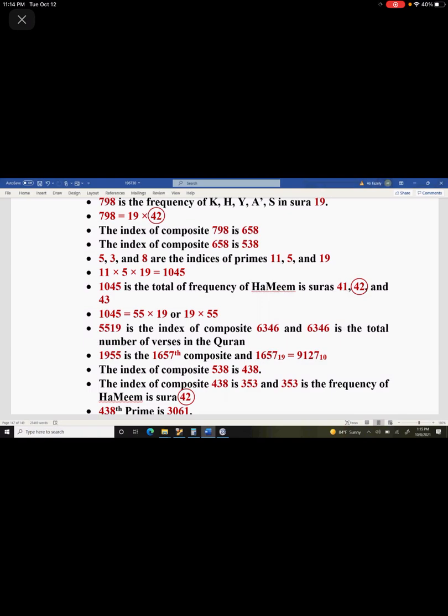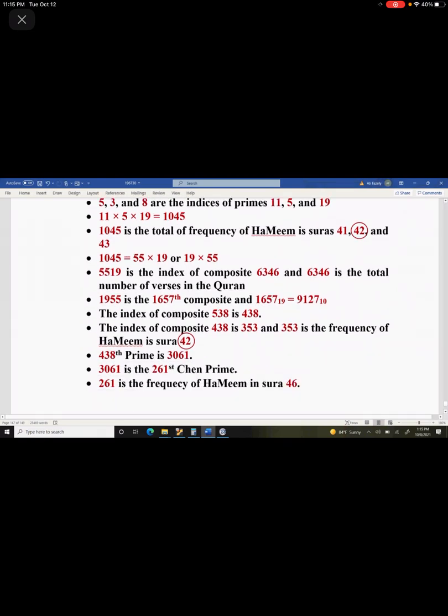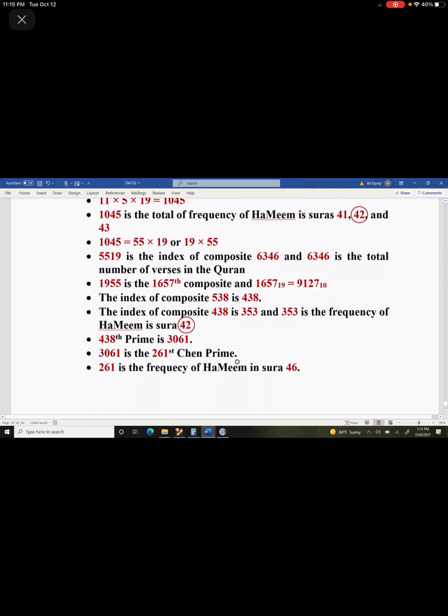And then it says 1955. If you write 1955 instead of 5519, some people may argue, why don't you put 1955? Here we go, 1657. 1955 is the 1657 composite, and 1657 in base 19 is 9127 in base 10. So the index of composite 538 is 438. And the index of composite 438 is 353, and 353 is the frequency of Hamim in Surah 42.